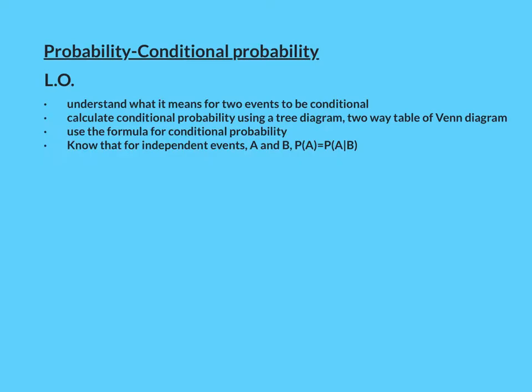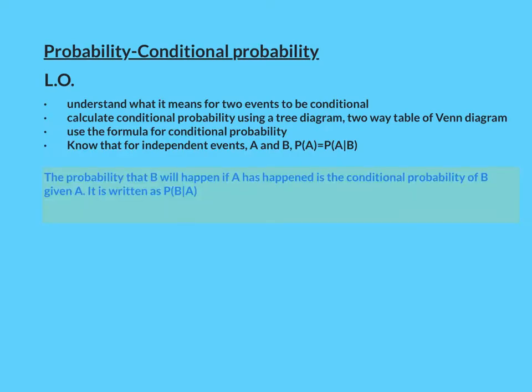So the probability that B will happen if A has happened is the conditional probability of B given A. So we're assuming that A has already happened, given A is assumed definitely happened. If A has definitely happened, how likely is B going to happen? So this notation here is B given A. This line always represents the word given. So A has definitely happened. How likely is B to happen?